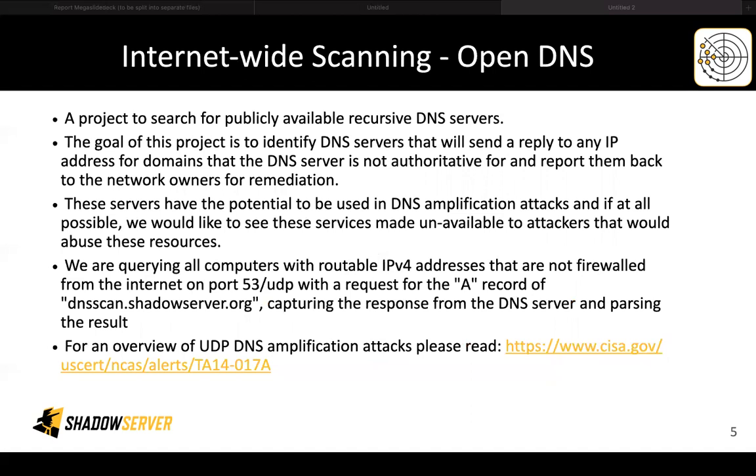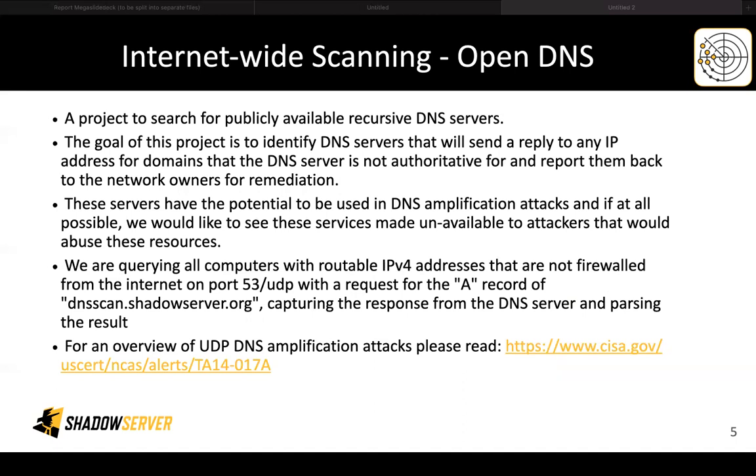Shadow Server internet-wide scanning. Scanning Open DNS. This is a project to search for publicly available recursive DNS servers. The goal of this project is to identify DNS servers that will send a reply to any IP address for domains that the DNS server is not authoritative for, and report them back to the network owners for remediation. These servers have the potential to be used in DNS amplification attacks, and if at all possible, we would like to see these services made unavailable to attackers that would likely abuse these resources.